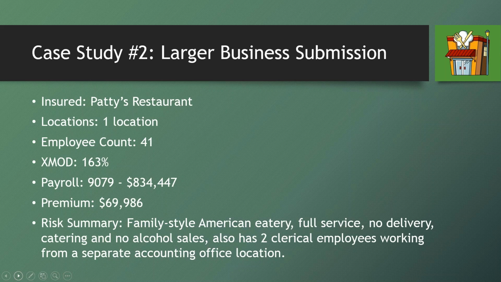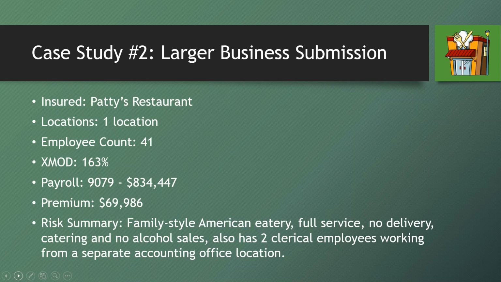Okay, let's look at the second case study. Now we're going to stick with restaurants, and we're going to look at a larger business submission. Patty's Restaurant. There's only one location, but it's a big location. Their employee count at this one location is 41. That's a lot. And unfortunately, they do have an experience modification, and that is high. We're going to talk a little bit about that, but it's 163%, which means they could be having continuing losses, but because the experience modification rolls, you could be experiencing a penalty from 3 years ago that's just now rolling into the period of time that is measured.